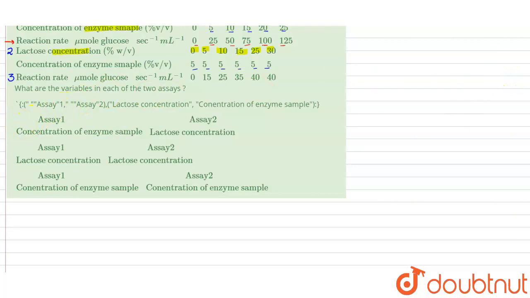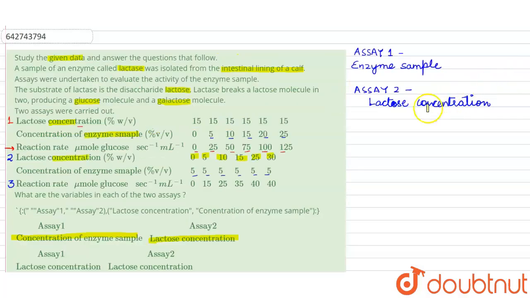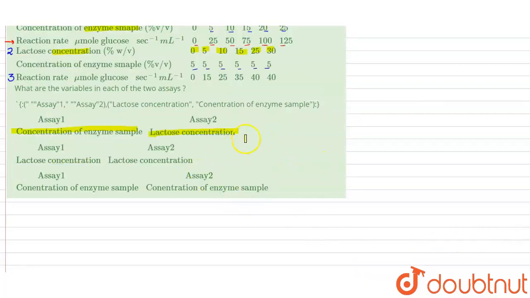So the option which says concentration of the enzyme sample and the lactose concentration becomes the right option for this question. In assay number 1, the enzyme sample changes. In assay number 2, the substrate is changing, and accordingly we are checking how it affects the rate of the reaction. So this becomes the right option for this question.